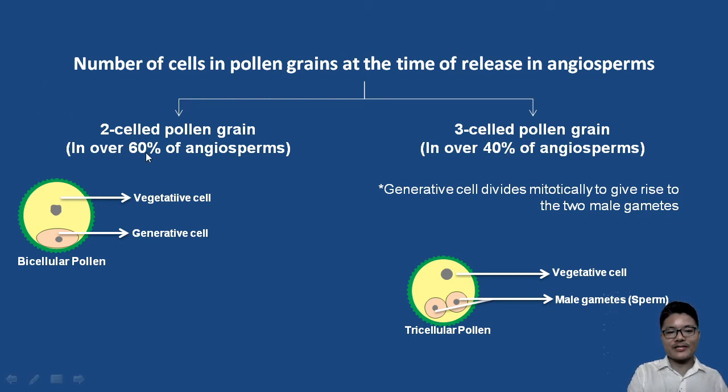60% of the pollen grains have two cells, vegetative and generative cell, and in the 40% of the angiosperms, their pollen grains are released at three-celled stage, and three cells are two male gametes plus one vegetative cell. This is just for information.